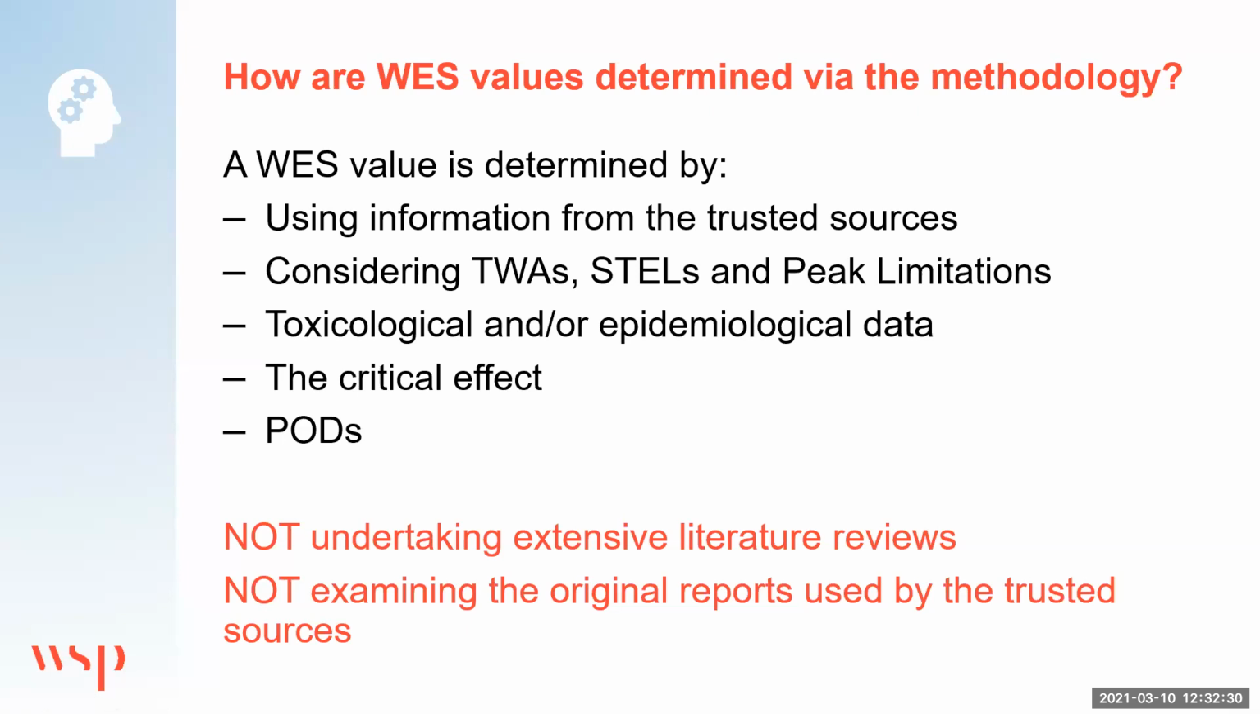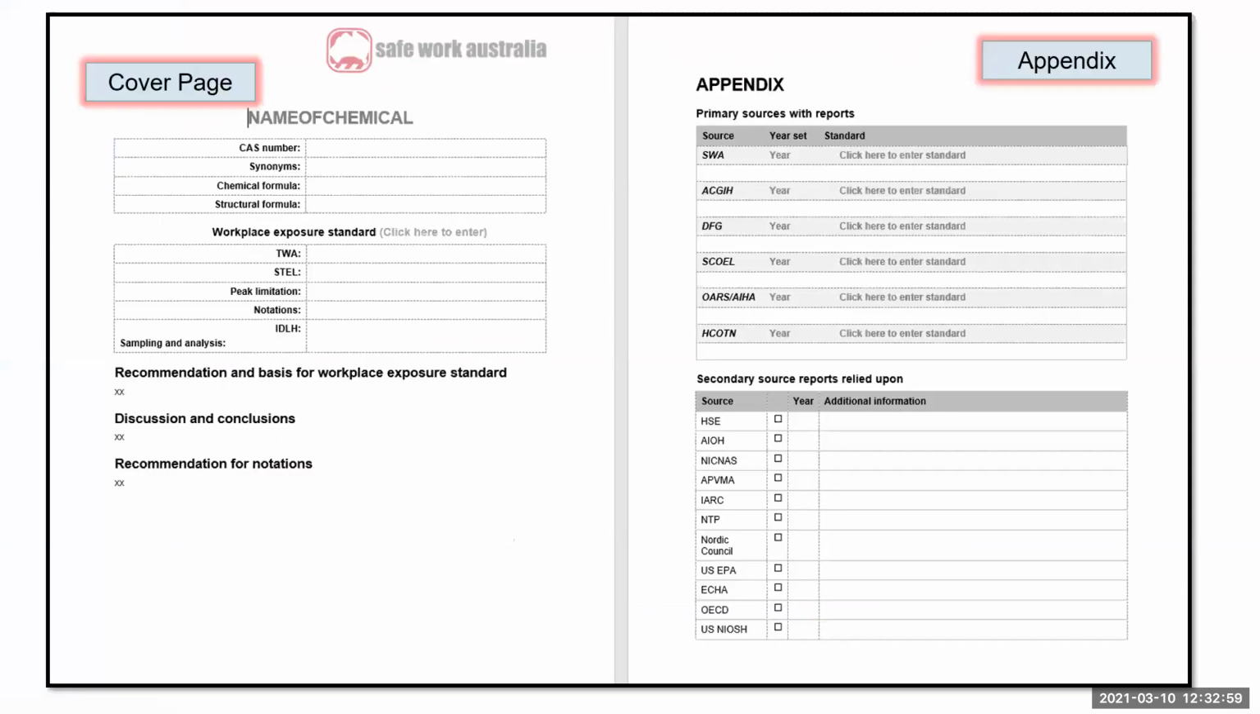And I think this goes back to Jonathan's question. We were not examining the original reports used by the trusted sources, the primary and secondary sources. We were only using the information as presented by those sources. Any decision we made had to be clearly articulated and justified in the evaluation report, given the constraints of time and space. So now I'm going to take a quick look at the evaluation report.